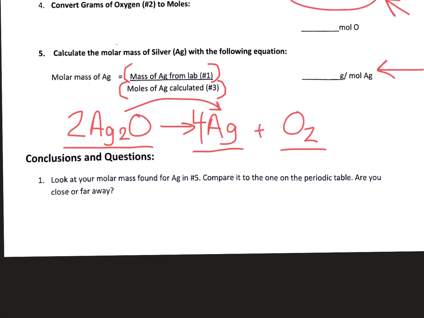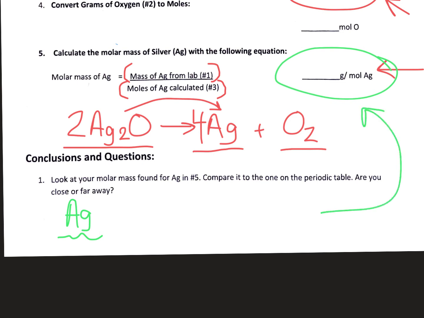If you look at the molar mass that you found in question number 5, so again, just to refer to where we are talking, you just calculated that. Compare it to the one on the periodic table, and are you close or far away? So take a look at silver on your periodic table and look for the number underneath it or on top of it. It's molar mass. Now compare that number to what you calculated. Is it close or far away? Take a look, describe both of those numbers, write them down, and tell me if that's close or far away.